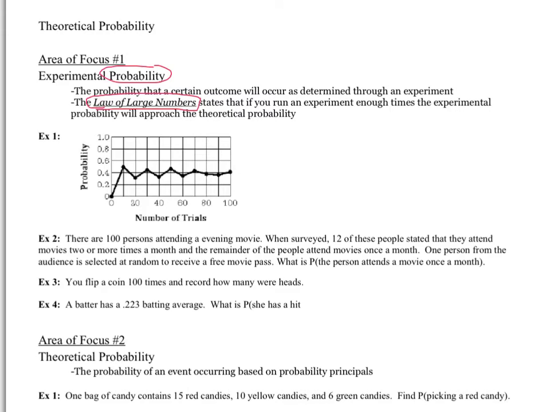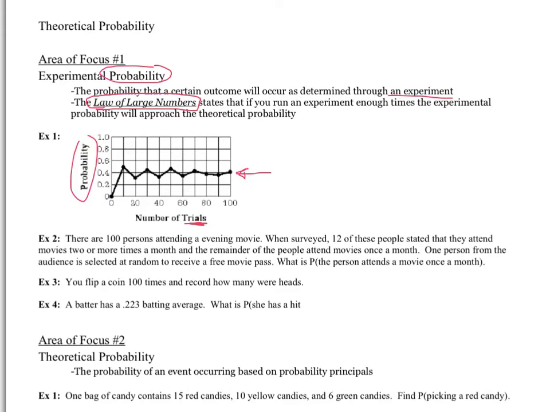Now, in the definition here, the probability that a certain outcome will occur as determined through an experiment. So here we have an example 1, an experiment that is run. And over time, you'll notice that even though the probability, that's written right here, changes with each trial or experiment, it does eventually start to settle on a certain value. That's the law of large numbers talking. So over time, you should get closer and closer to that theoretical probability.